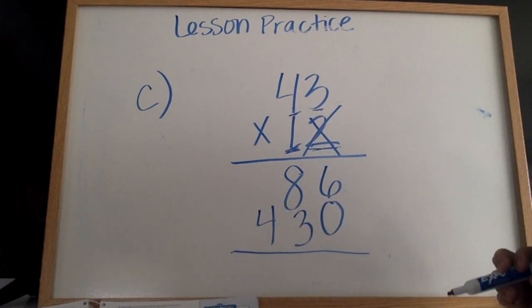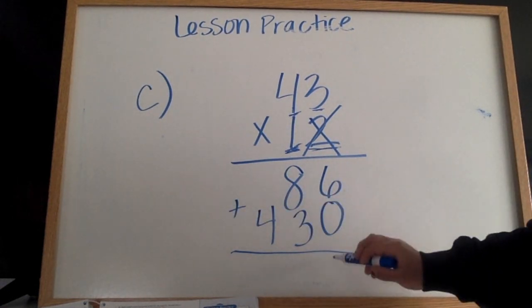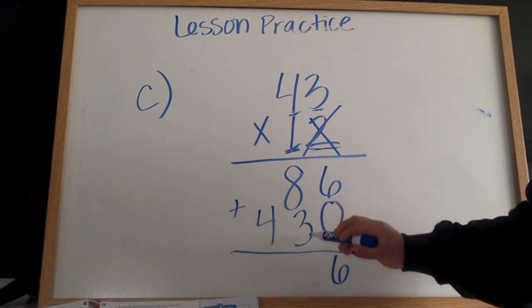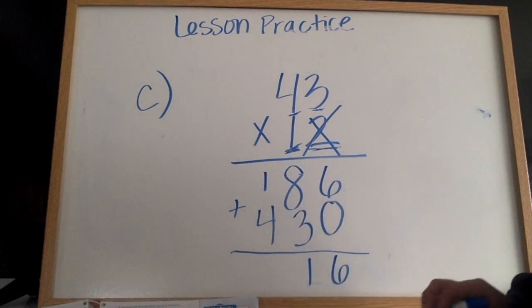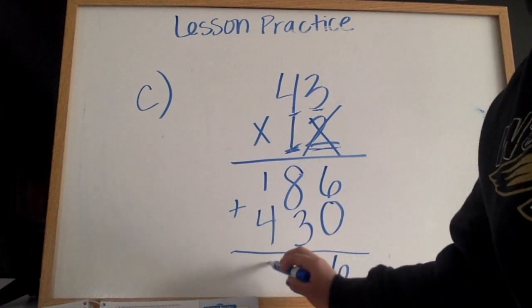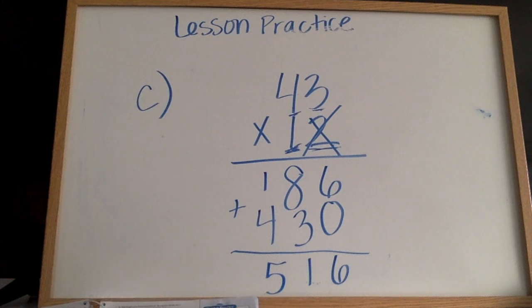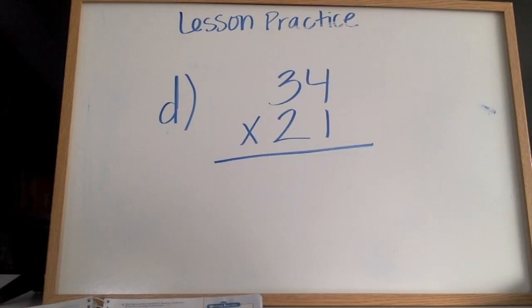Now I add up these products to find my total product. 6 and 0 make 6. 8 and 3 is 11. And 1 and 4 make 5. So my answer for 43 times 12 is 516.